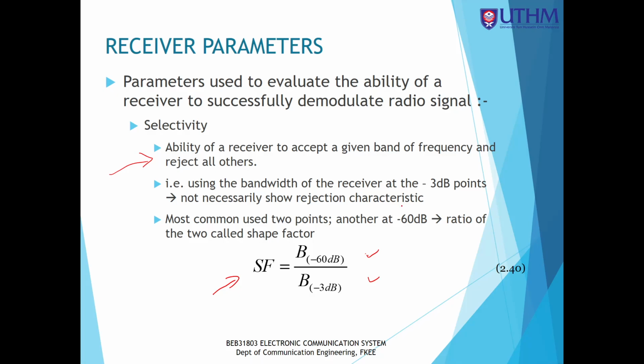So if you see from here, the bandwidth of minus 60 dB is larger than the bandwidth of minus 3 dB. So here you're going to get a value more than 1. However, we want the shape factor to be as close as possible to the value of 1, so that it has a very sharp cutoff.